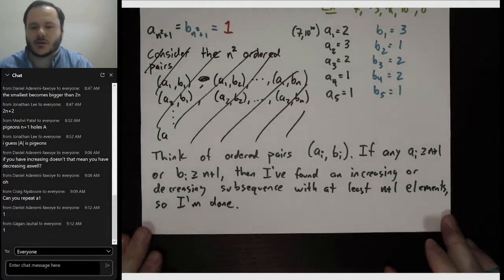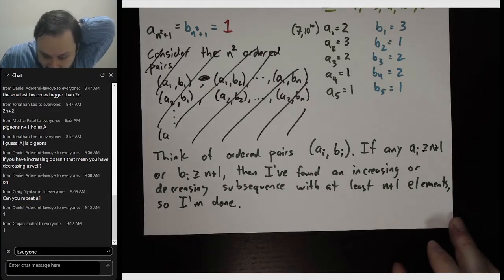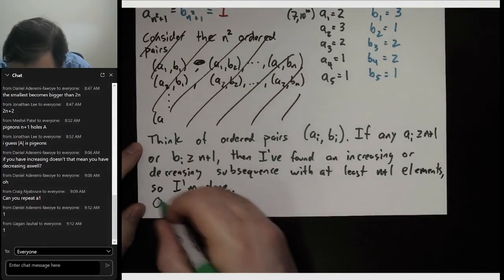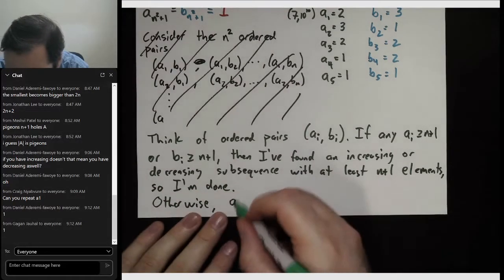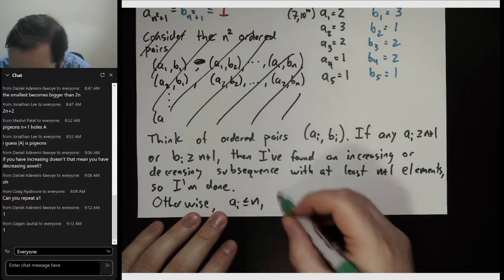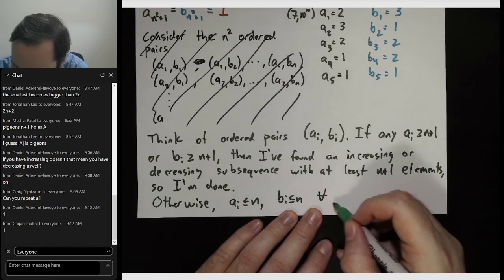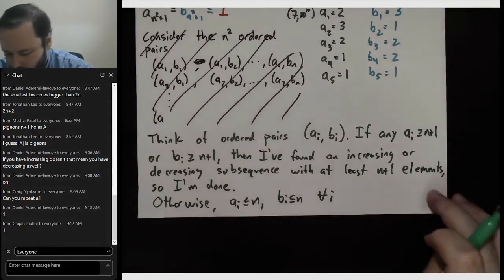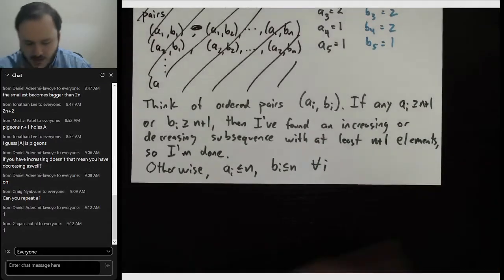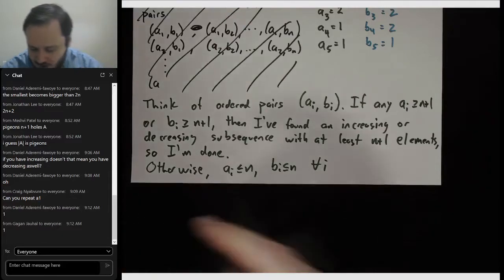Otherwise, all of the a sub i's and b sub i's are at most n. A sub i is at most n, b sub i is at most n, and this is true for all i. Now, how many ordered pairs do I have?